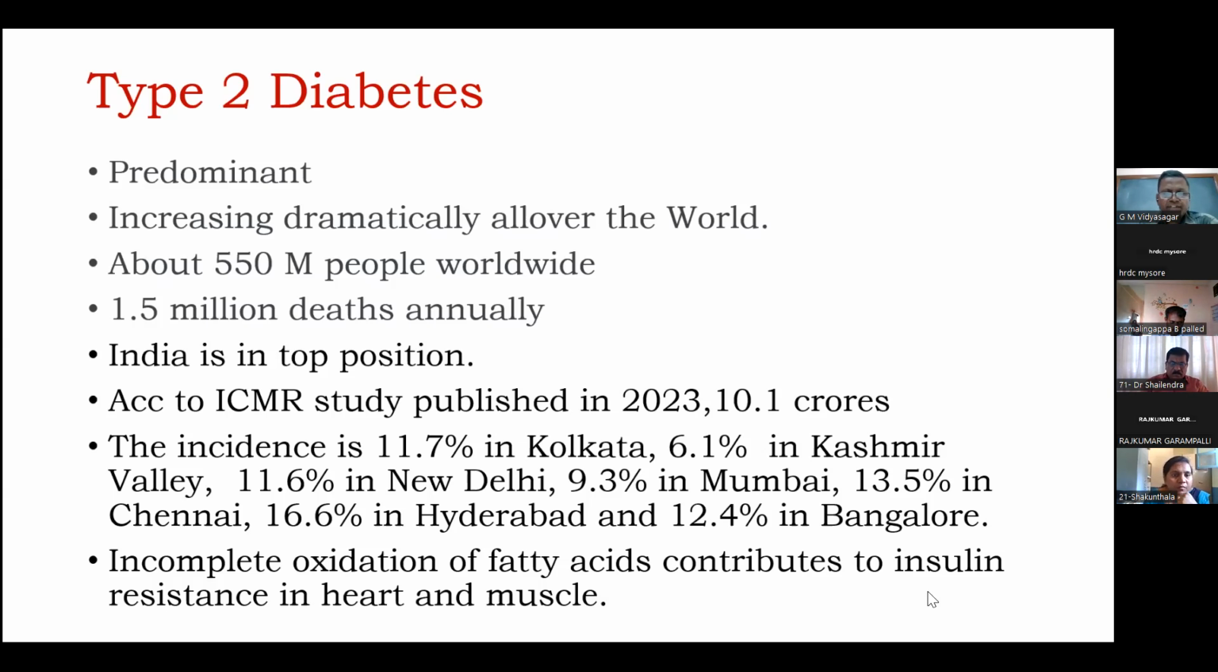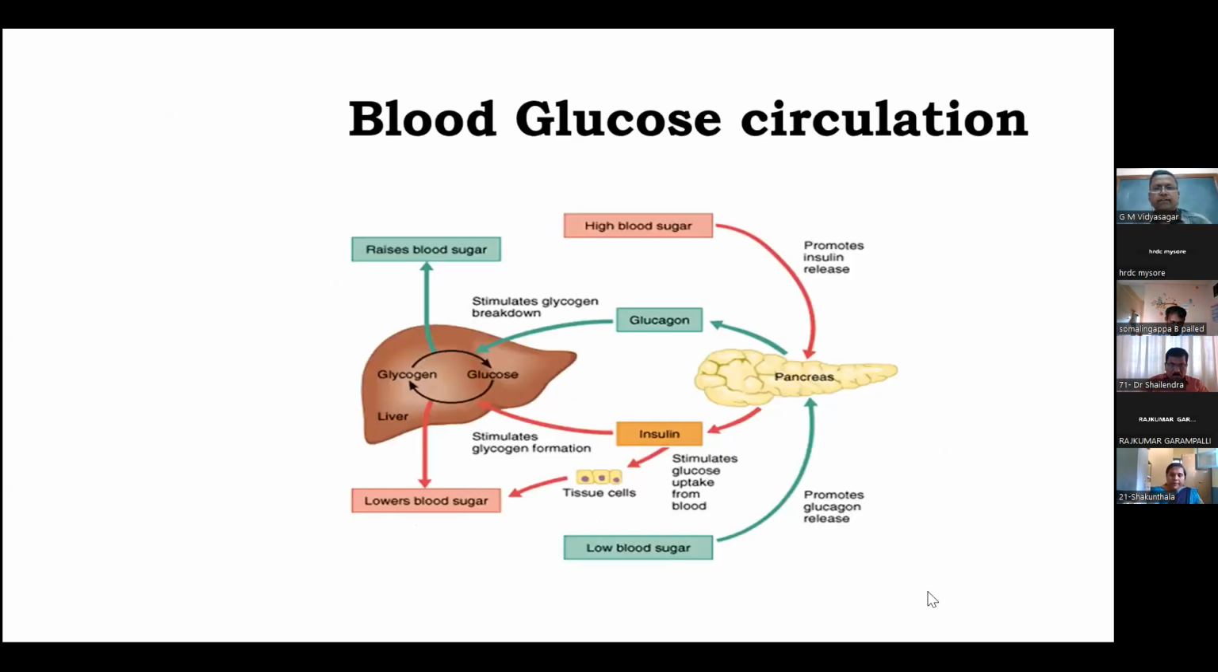Then incomplete oxidation of fatty acids contributes to insulin resistance in heart and muscles. So this is another important factor.